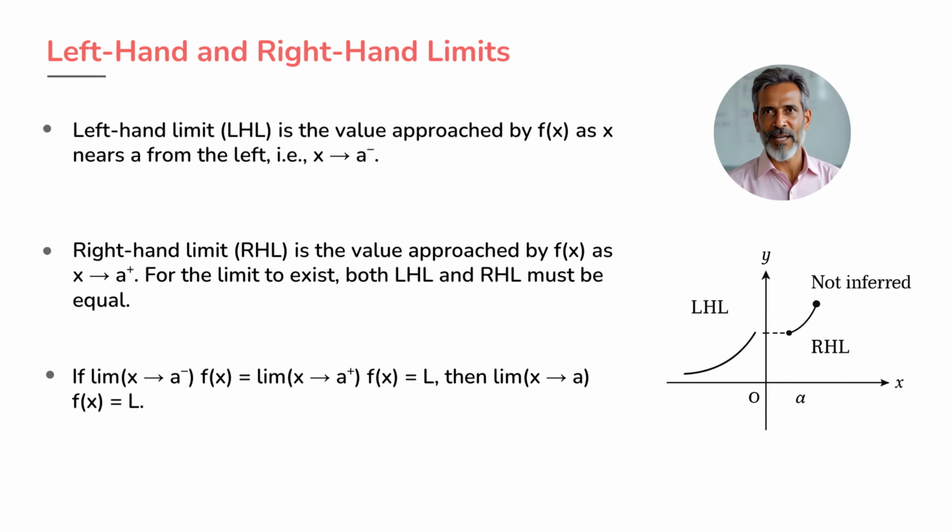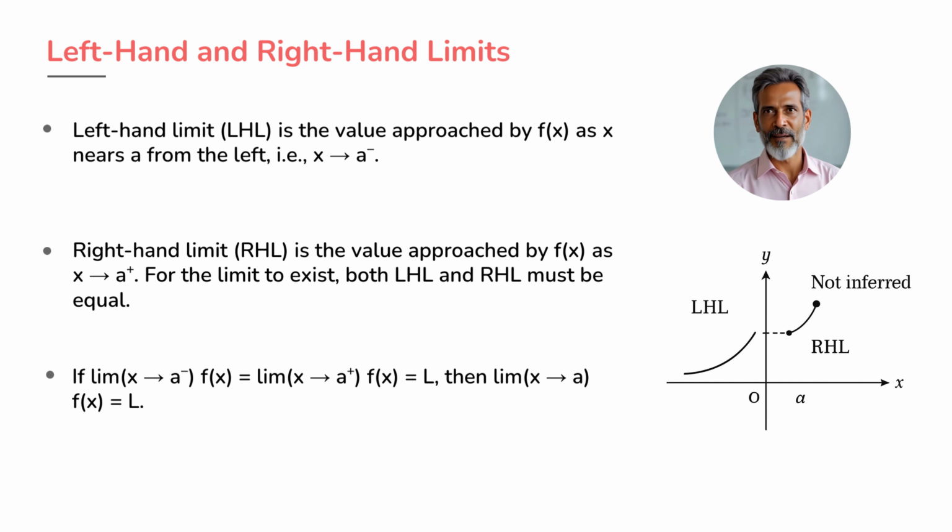Now, let's deepen our understanding by looking at what happens from each side of the point where x approaches a number. Imagine you have a little ant walking along a number line toward point A. If it comes from the left side, meaning from values smaller than A, we call the value that f of x approaches the left-hand limit.